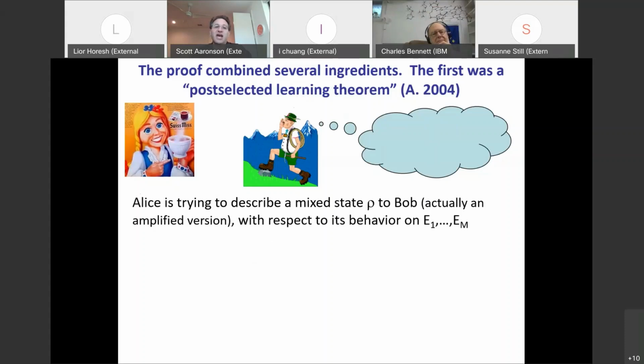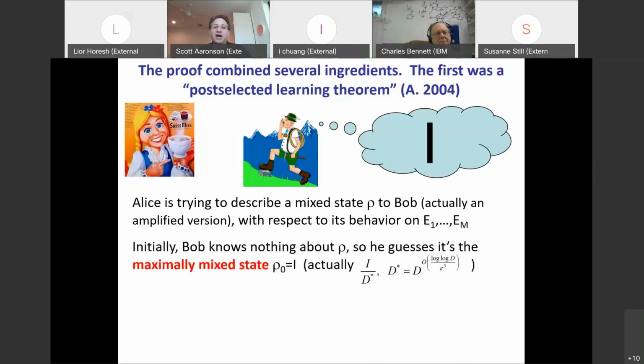So let's say that Alice knows what the state is. Okay, Bob does not know what it is. But Bob just wants to learn what each of these measurements do on rho. Like, what is approximately the chance that each one accepts rho? Okay, well, of course, Alice could just tell Bob that, but that would take like M bits, or she could tell Bob a description of rho that would take like D squared bits. But here is something she can do that is more efficient than either of these.